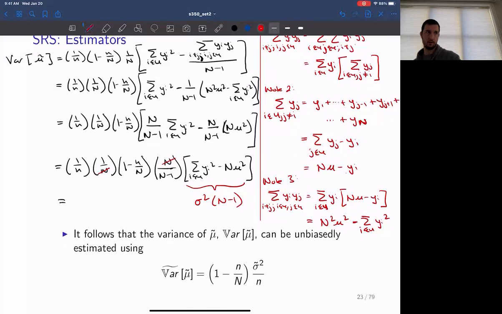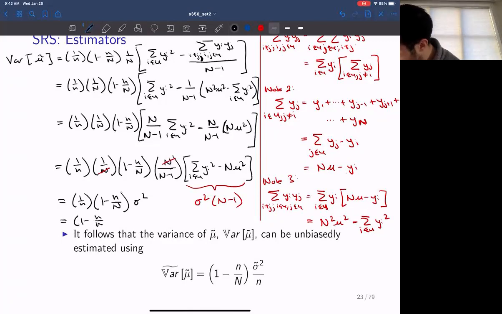Sorry, let me just make sure I have that correct. Y squared and mu squared. Yeah, so that's sigma squared multiplied by n minus 1. Okay, so then we end up with 1 over little n, 1 minus little n over capital N multiplied by sigma squared, which is equal to 1 minus little n over capital N multiplied by sigma squared over little n.